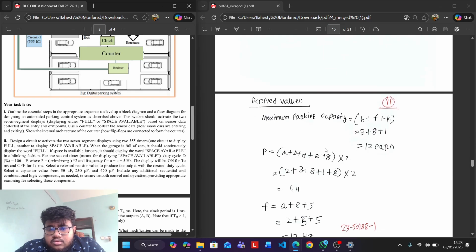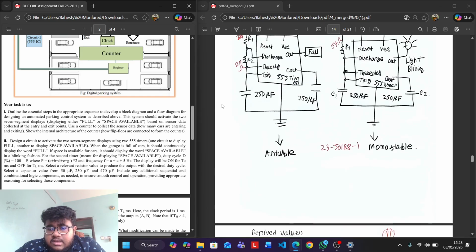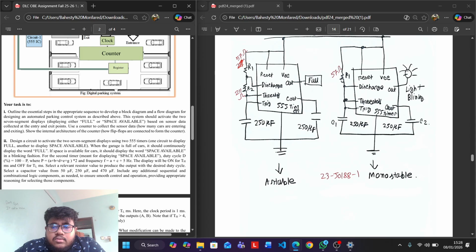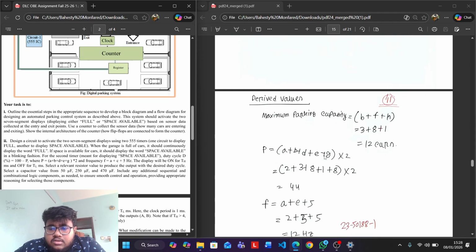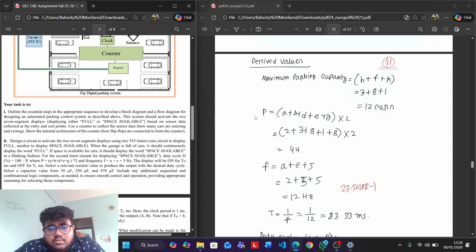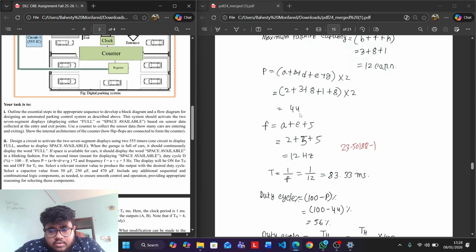So going to the derived values. We have to derive the values because R1 and R2 were unknown to us. If the circuit is running, we have to determine the R1 values. After that, we have to go to the first page. On the first page, we determined the maximum parking capacity was 12 cars. So we have to calculate P. There is an equation for P. P is equal to A B D E G plus 2. I have gotten the value of 44.